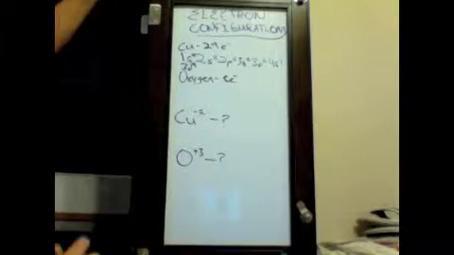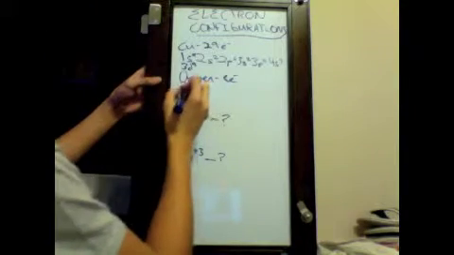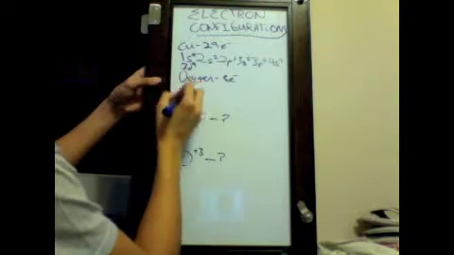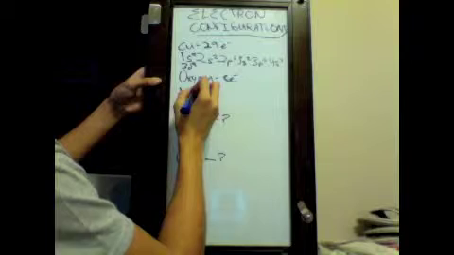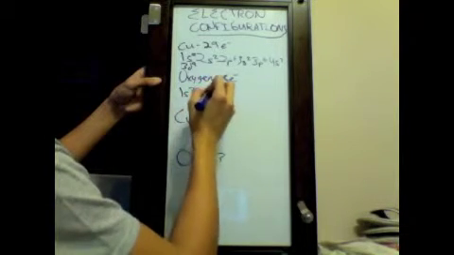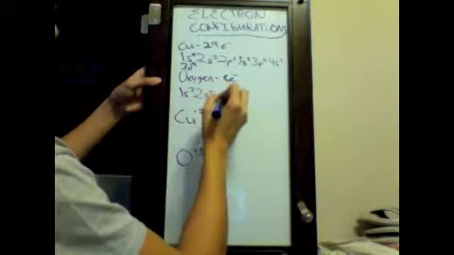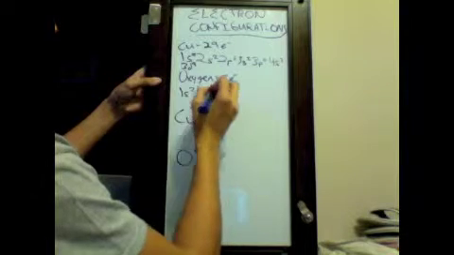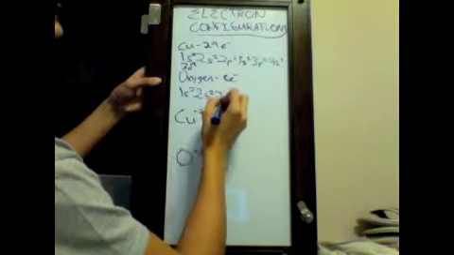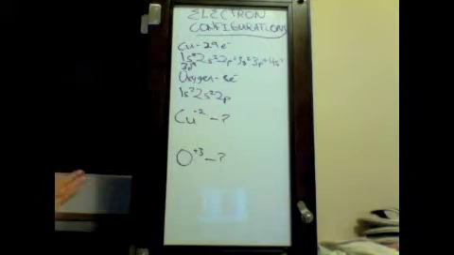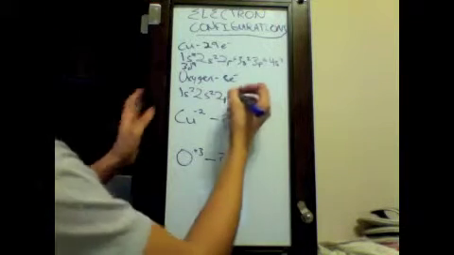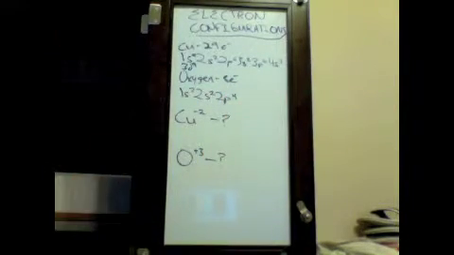Next will be oxygen. Oxygen has 8 electrons, so we'll do 1s2, 2s2, and then since there's 4 already, it's 2p. How many more do we need? We need 4, so 2p4, and you're done.